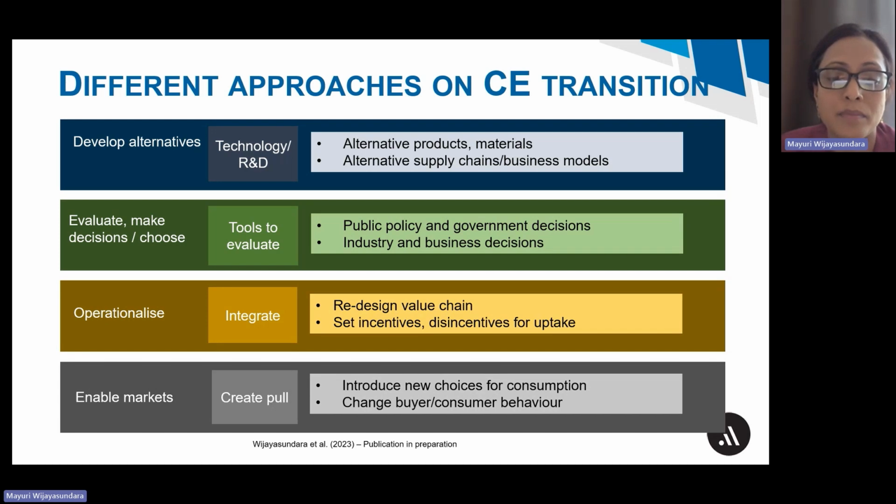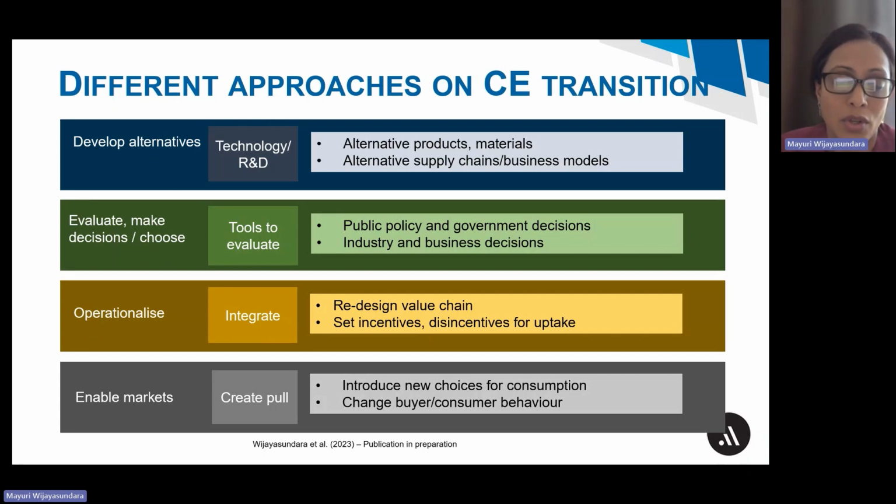Third one, what we decide to adopt can be a product or a material or a business model or a supply chain, or technology. It is a part of a bigger system. So you got to think of how it fits with the bigger system where it gets integrated to. So operationalizing is about redesigning some of the other aspects of the system so that it can fit in. And of course, redesigning incentives, disincentives, thinking how to create reasons for people to adopt it, in general.